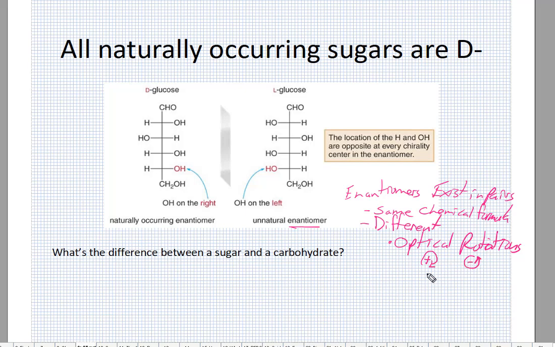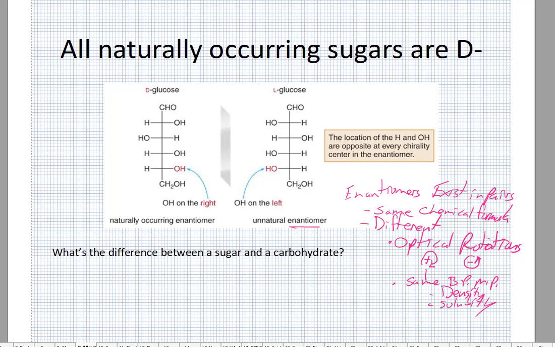Again, they exist in pairs. For glucose, it happens to be D and L. Actually, I'm not going to even write that down because I don't want to confuse you. But they would have the same boiling point, melting point, density, solubility, all the other physical properties. I spelled solubility wrong. They have the same physical properties except for this optical rotation.